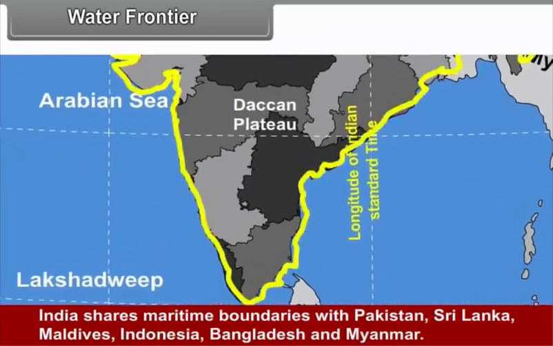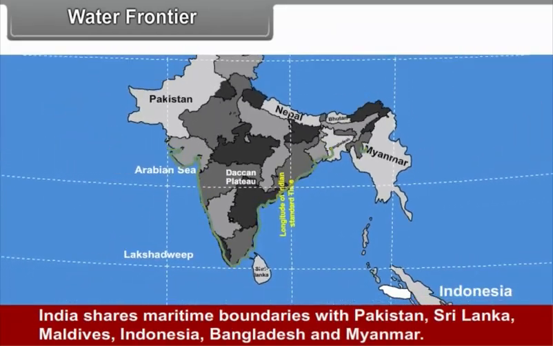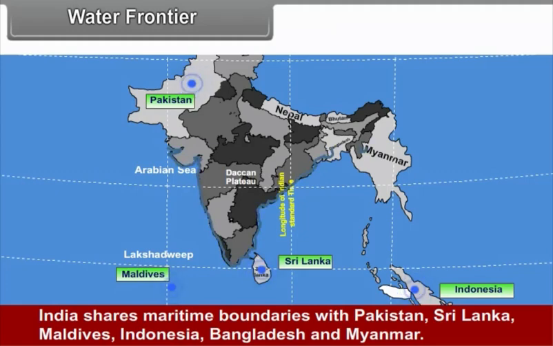India shares maritime boundaries with Pakistan, Sri Lanka, Maldives, Indonesia, Bangladesh and Myanmar.